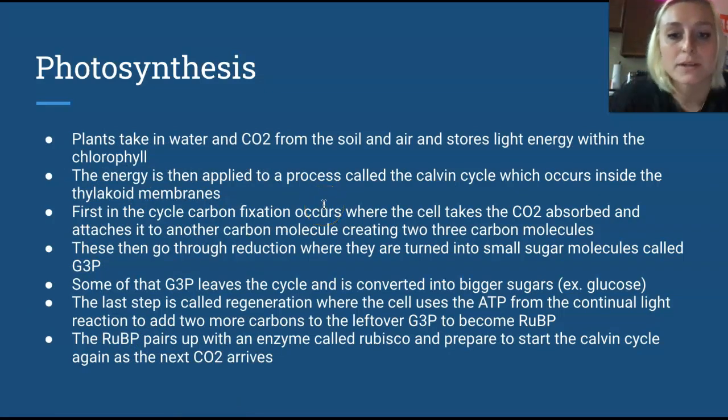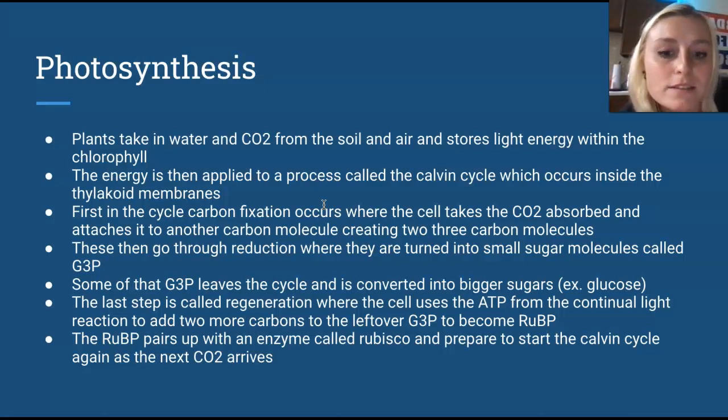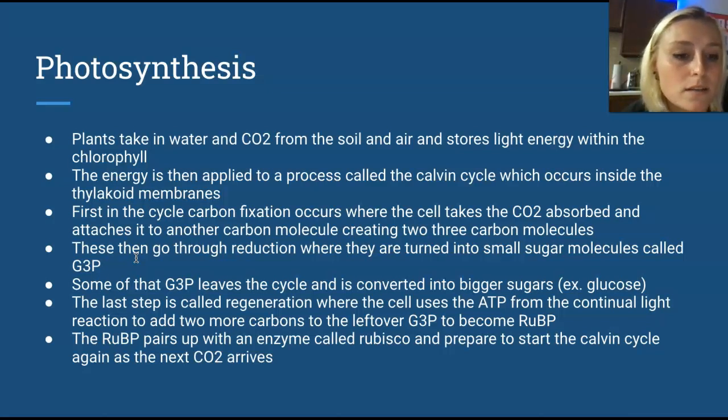So a little deeper into it, plants take water and carbon dioxide from the soil and air and store the light energy within the chlorophyll, as I said a bit ago. The energy is then applied to a process called the Calvin cycle, which occurs inside of the thylakoid membranes, which are inside the chloroplasts. So first in the cycle, carbon fixation occurs, where the cell takes the carbon dioxide and attaches it to another carbon molecule, creating two 3-carbon molecules.